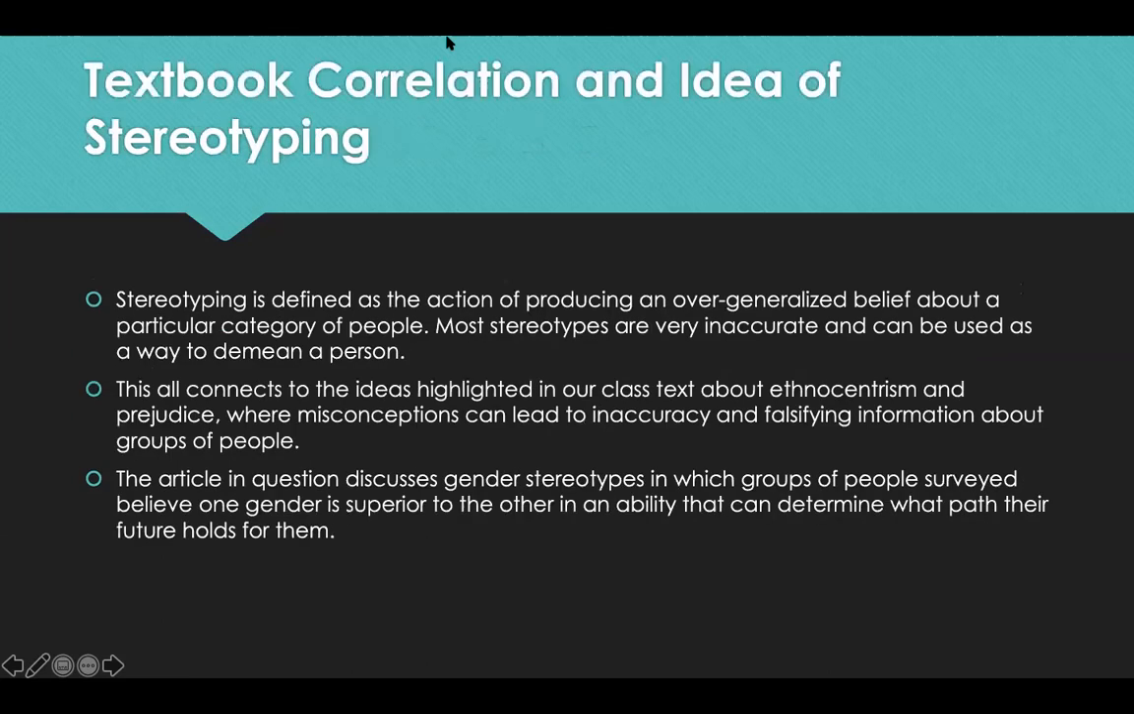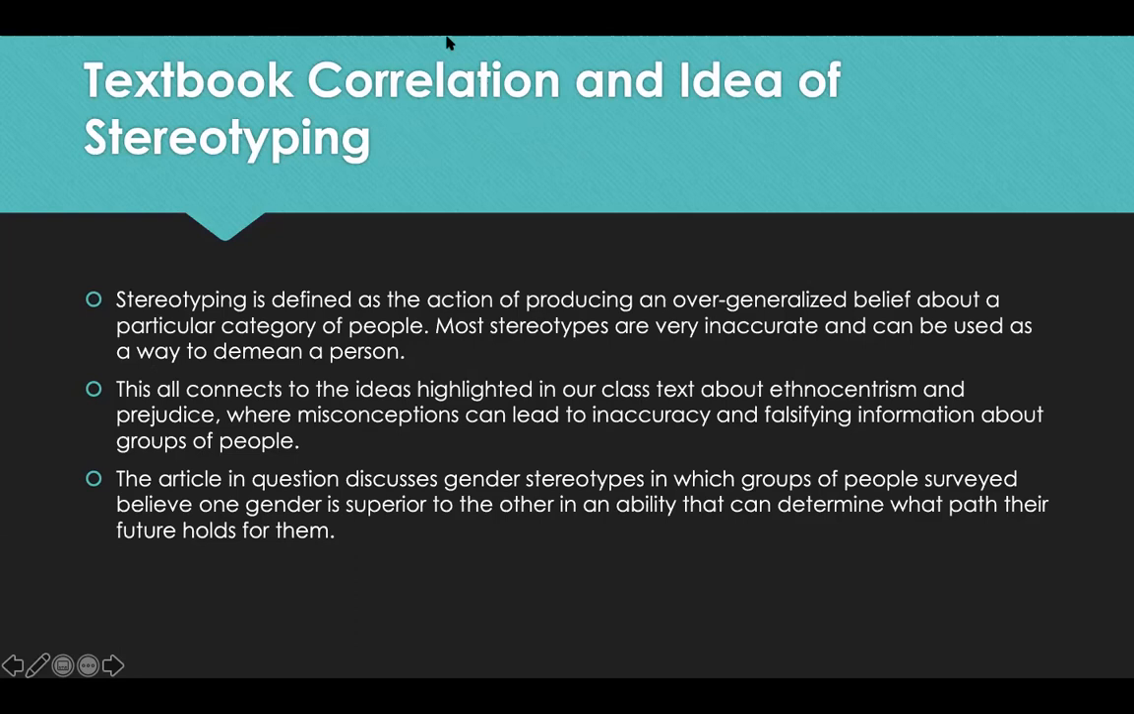I would like to start by talking a little bit about stereotyping. Stereotyping is defined as the action of producing an overgeneralized belief about a particular category of people. Most stereotypes are very inaccurate, and they tend to be very demeaning towards a person, so they can prove to be detrimental to a person's self-esteem. Usually stereotypes are not true. It just happens that some people think they're true based on something they saw in a movie or things they were influenced to believe because of personal experiences. But most of the time, it's actually not true, guys.